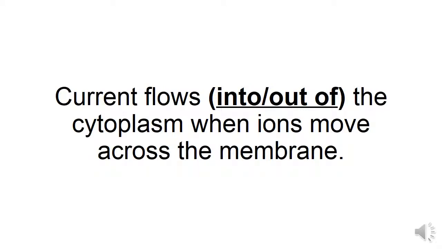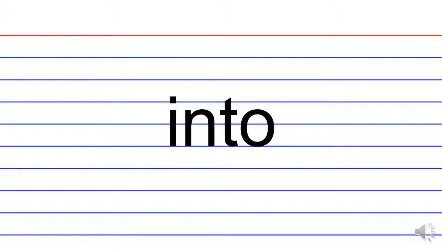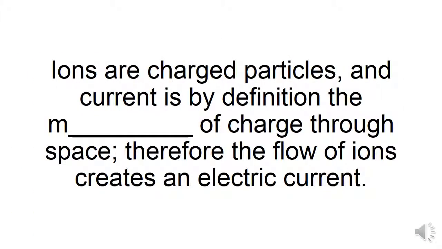Current flows into or out of the cytoplasm when ions move across the membrane. That would be into. So when ions flow across the plasma membrane, specifically an axon membrane, current is flowing into the membrane. Ions are charged particles, and current is by definition movement of charge through space. Therefore, the flow of ions creates an electric current.